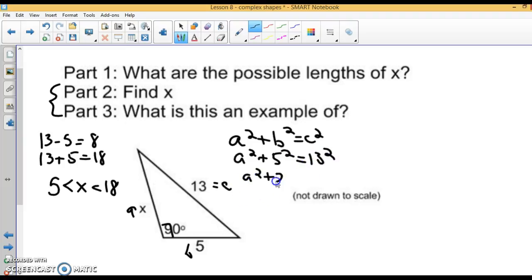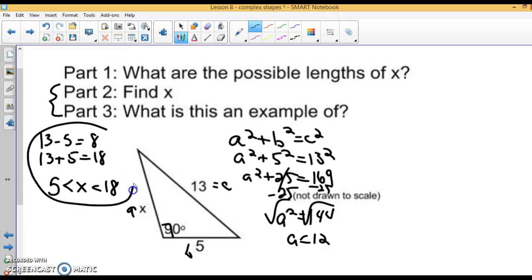So, a squared plus 25 equals 169. Subtract 25 from both sides. A squared is 144. Take the square root, and it is 12. What is this an example of? Well, part A, or part 1, that's triangle inequality. Part B is Pythagorean theorem. And you can only use Pythagorean theorem when it's a right triangle.